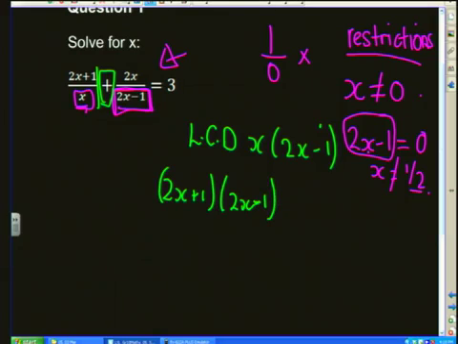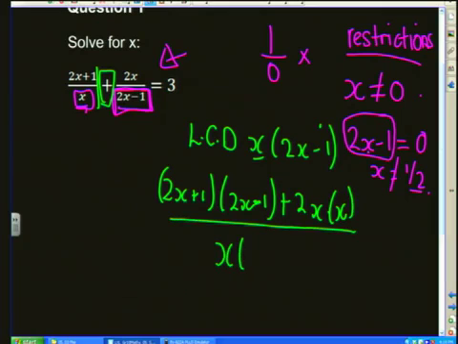Okay, because that is over just the x. And then I'm going to say plus, I've got 2x over 2x minus 1, so therefore I need to times the 2x by x. Okay, and this is all over my LCD, which is x times 2x minus 1. And then on the other side, we're going to say is equal to 3 times x times 2x minus 1.